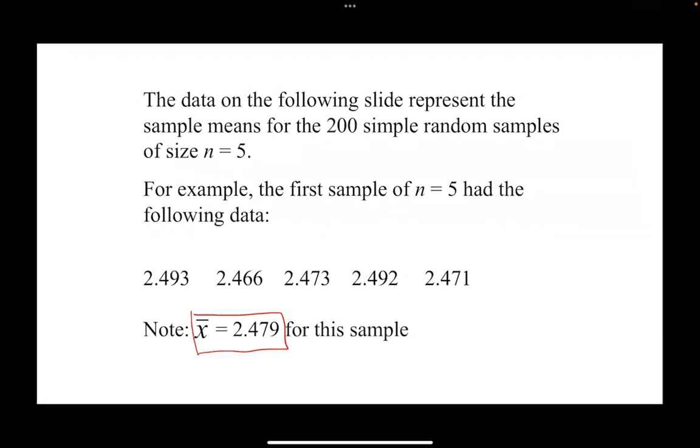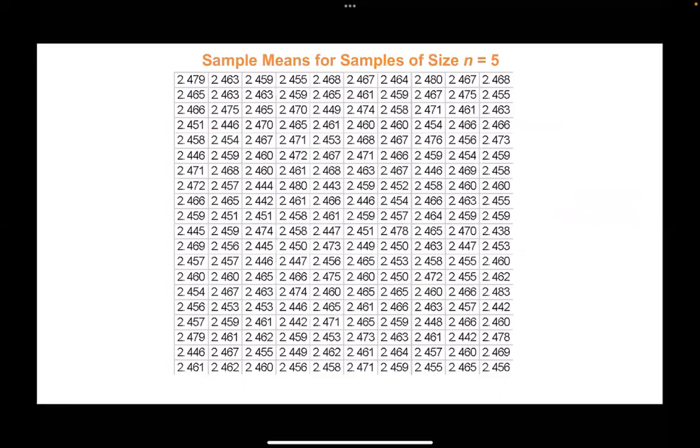So I would just keep doing that. I would keep randomly selecting samples of 5 pennies and taking their mean, and I'm recording the mean each time. These are all the means. Don't worry, I'm not going to make you do anything with them. Just showing you this is all of the means from samples of size 5.